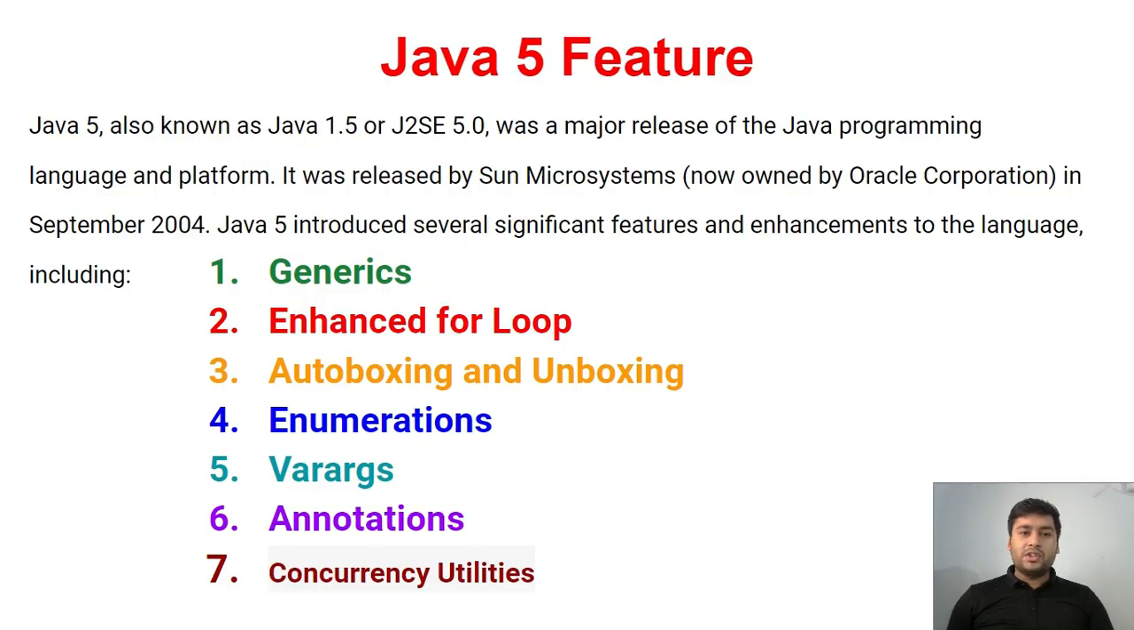So Java 5 features, also known as Java 1.5 or J2SE 5.0, was a major release of the Java programming language and platform. So many people are confused about the naming, but these are the three names you can use, no problem. It was released by Sun Microsystems, a company now owned by Oracle Corporation, in September 2004. Java 5 introduced several significant features and enhancements to the language, including generics.